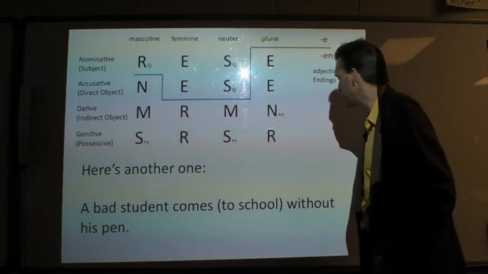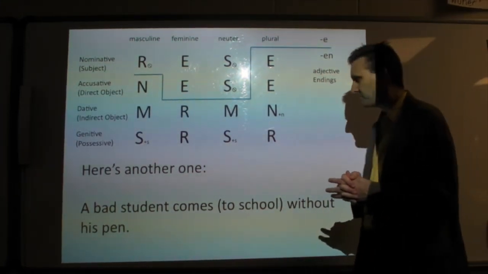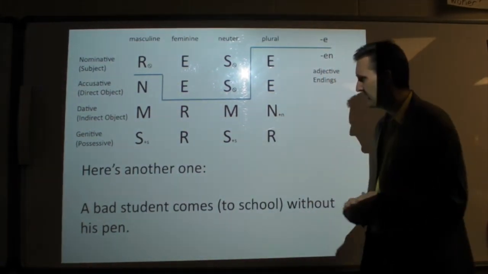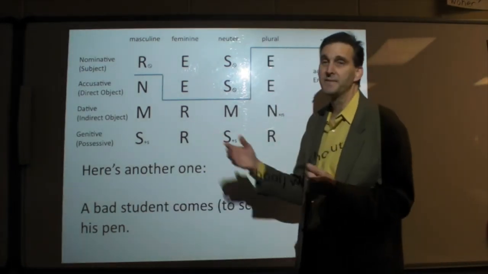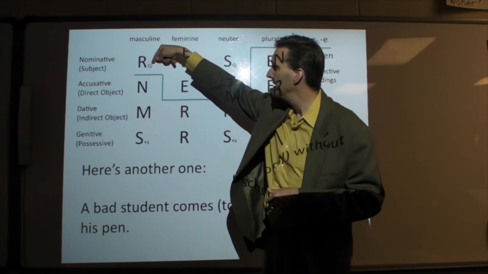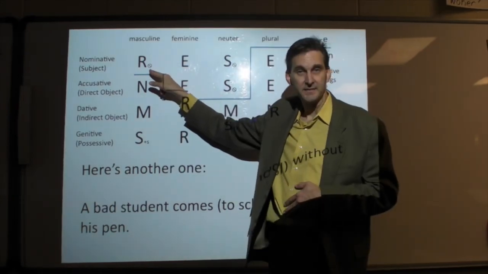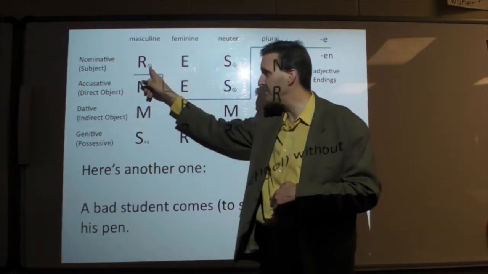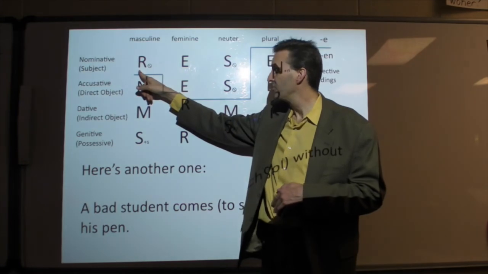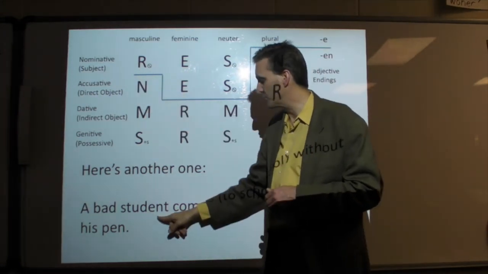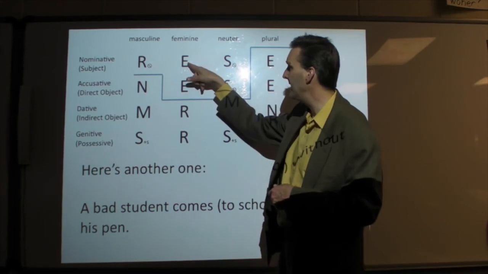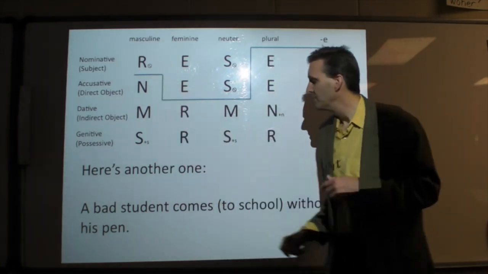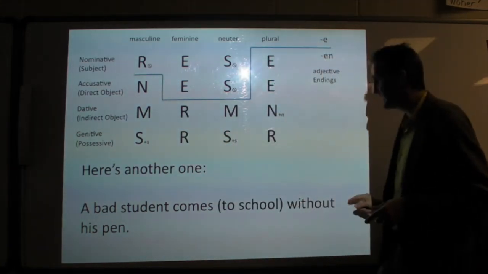Alright? A bad student comes without his pen. Okay? We're not going to bother with his school. Just comes without his pen. Okay? A bad student. Again, if that's a male student, will be here. Does ein orphan its endings? Yes, it does. So no ending. Ein. But bad is going to adopt it. So now we got this R, schlechter. So ein schlechter Schüler. Or if it's a female, eine schlechte Schülerin. But let's go with ein schlechter Schüler kommt without his pen.